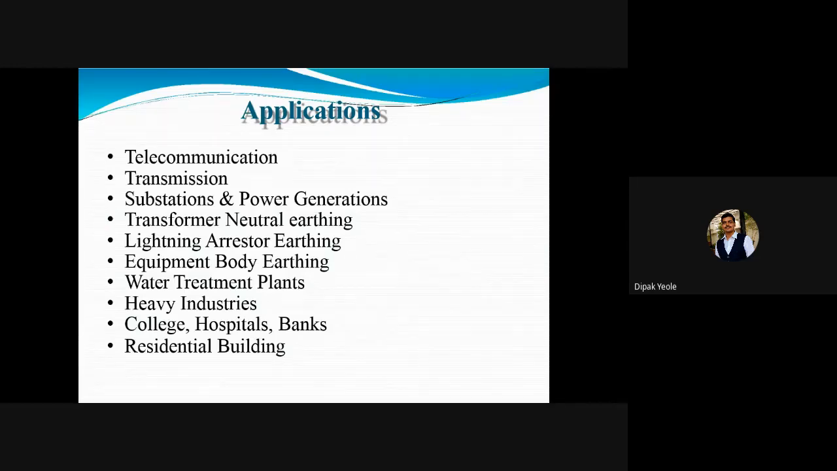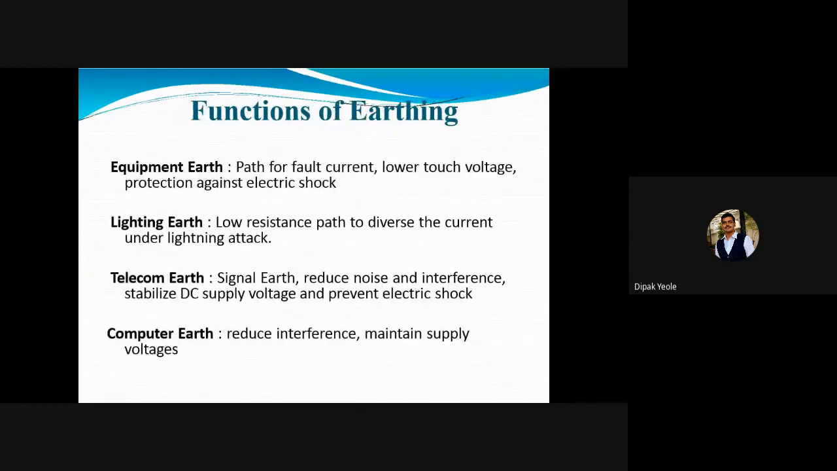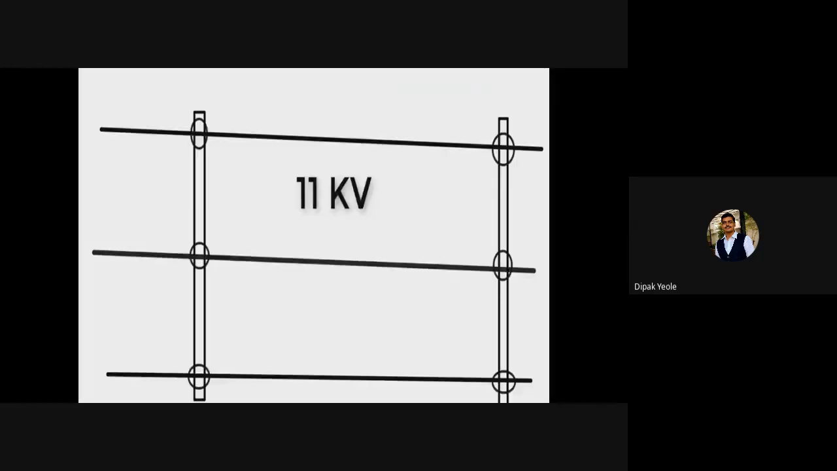Applications of earthing are telecommunication, transmission, substations and power generators. We are using earthing for lightning arrestor equipment, body, water treatment plants, heavy industries, colleges, hospitals, banks and residential buildings. What are the functions? We use it for computer earth, telecom earth, lightning earth and equipment earth.